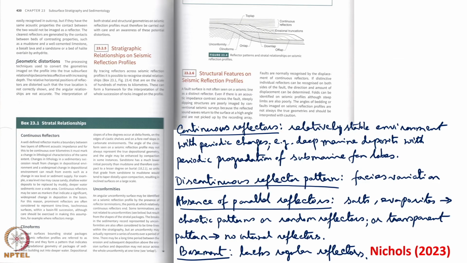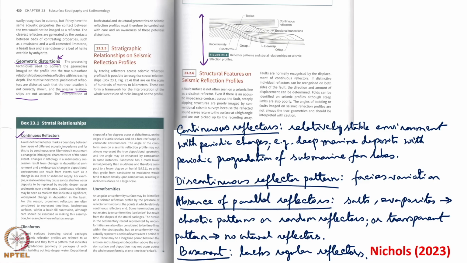Now, the seismic image that is obtained is not free from geometric distortion. So, the angular relationships observed there need not be the actual ones. Let us look at the different reflection patterns, starting with continuous reflection, and we can compare with this figure.